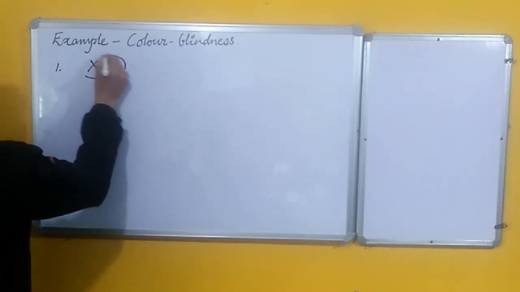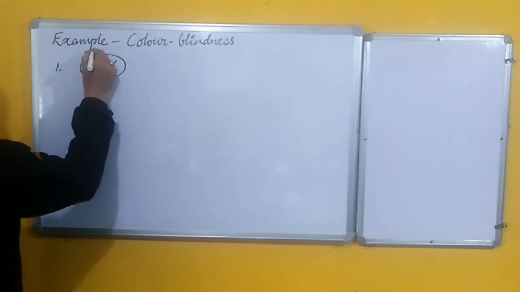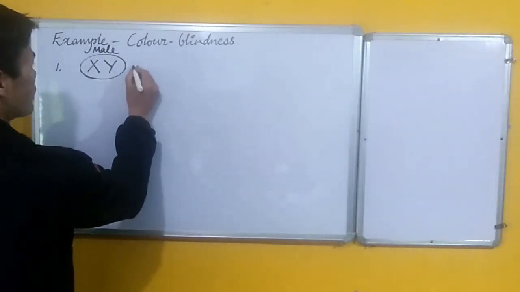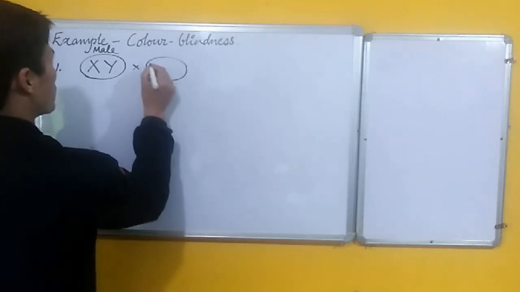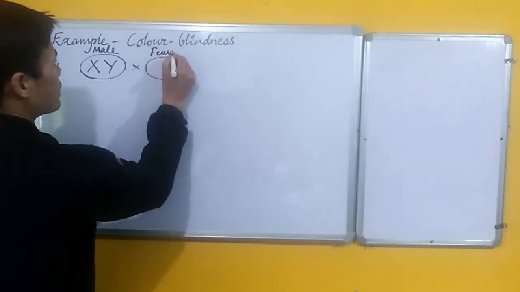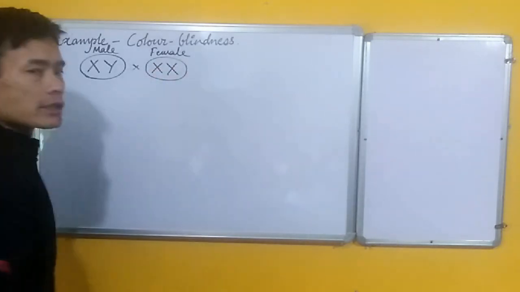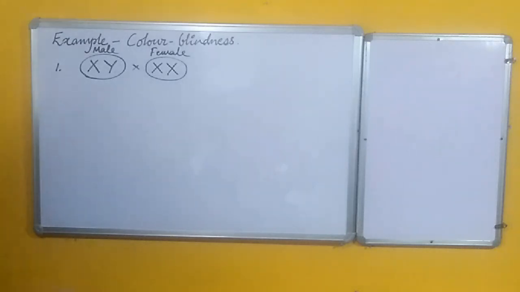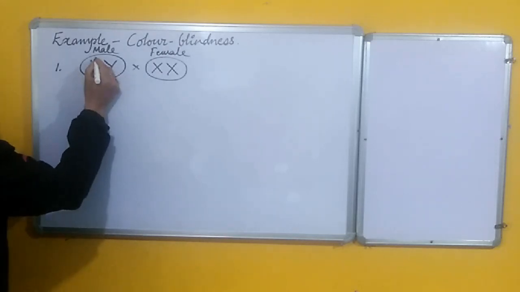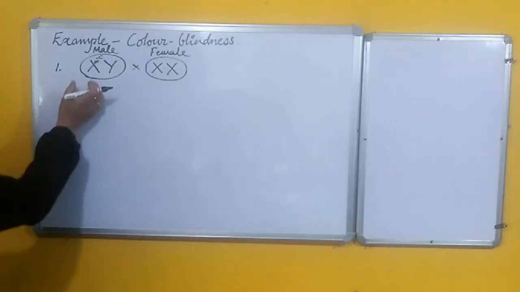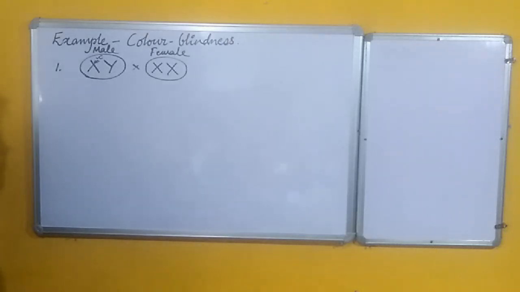Now, the father or the male parent has X and Y chromosome, and the mother or the female parent will have X and X as the sex chromosome. Now, let us assume that there is a recessive gene that controls color blindness in the X chromosome of the father.